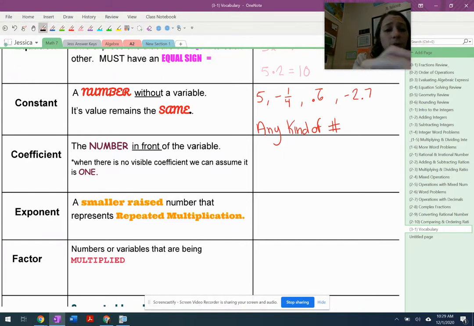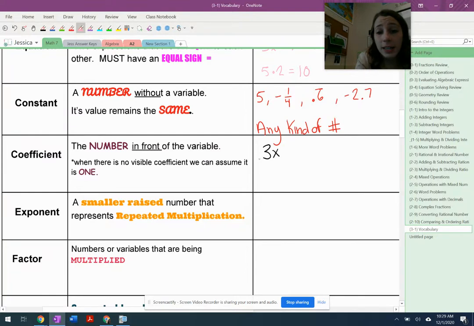Not to be confused with a coefficient, which is the number in front of a variable. So if I'm looking at something like 3x, the coefficient is that 3, the number in front of the variable. The x is not part of the coefficient. It's just the number in front of it. So another example, if I have something like negative 7y. In that situation, the negative 7 is the coefficient because that's the number in front.